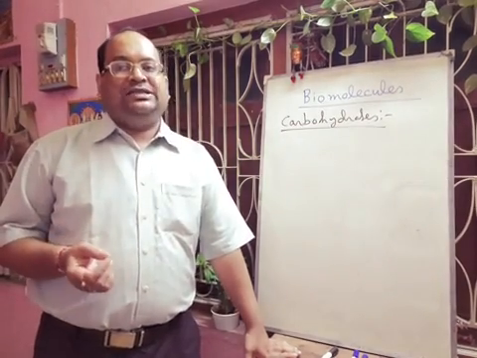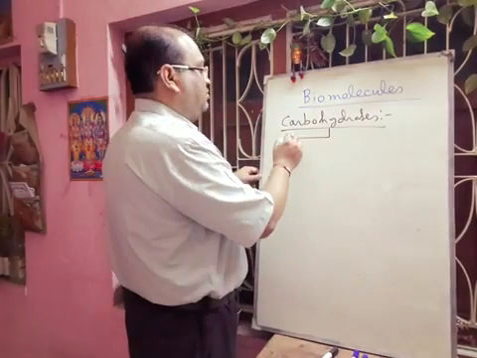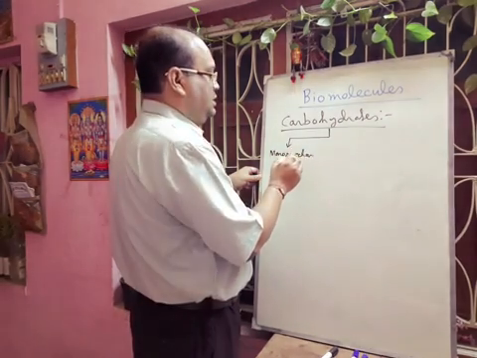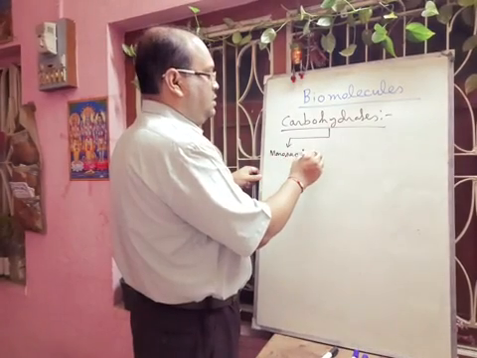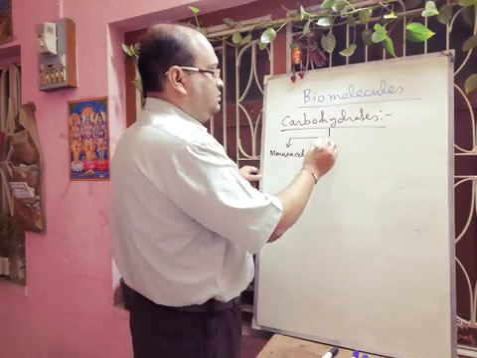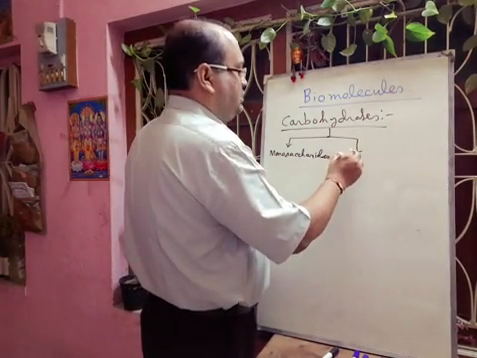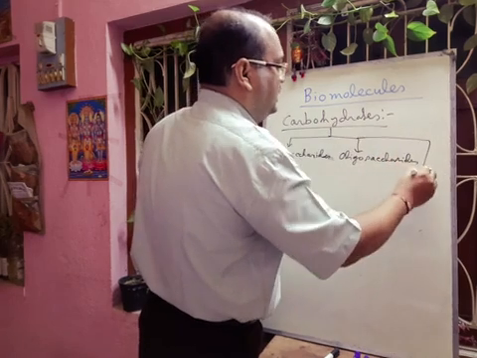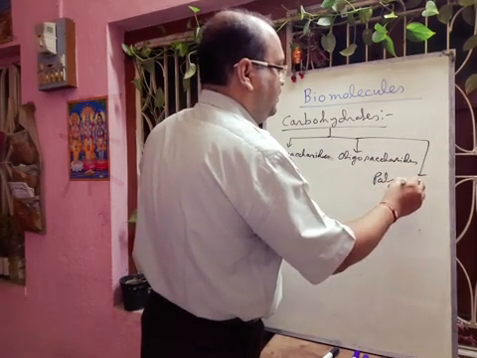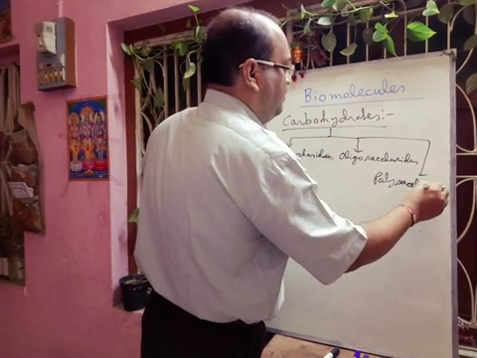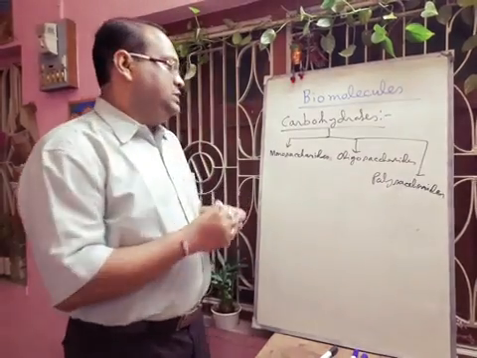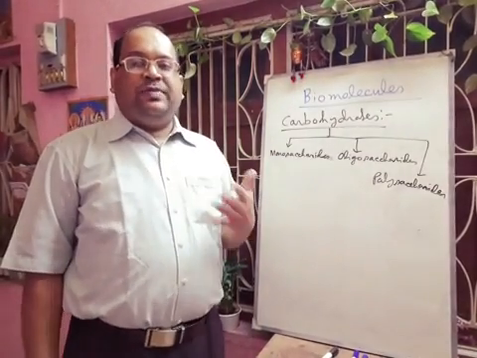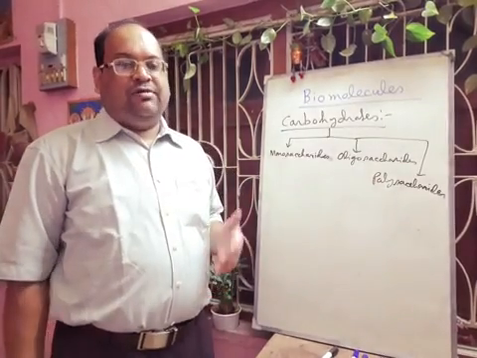Now, what is called monosaccharides? We can write monosaccharides. Next one we can tell is oligosaccharides. Another is polysaccharides. Now, the question is, what is called monosaccharides? These are the compounds which do not break into simpler compounds on hydrolysis.